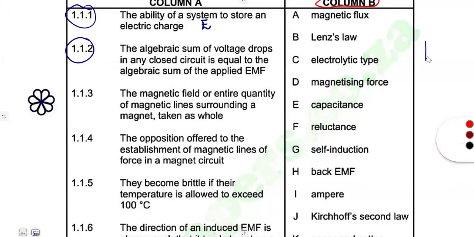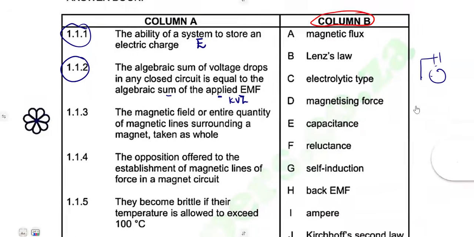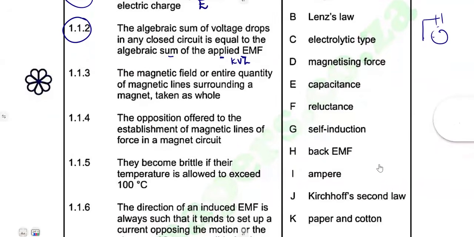1.12, the algebraic sum of voltage drops in a closed circuit is equal to the algebraic sum of the applied EMF, all right? So this is our Kirchhoff's voltage law, when you're dealing with the voltages. So here they gave us as the second law. So remember the first law is about current and the second law is the one for the voltages. So the best answer was going to be what? On J, all right?